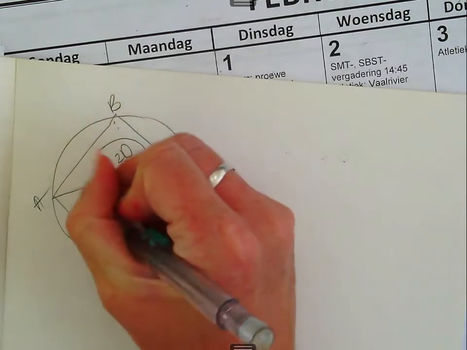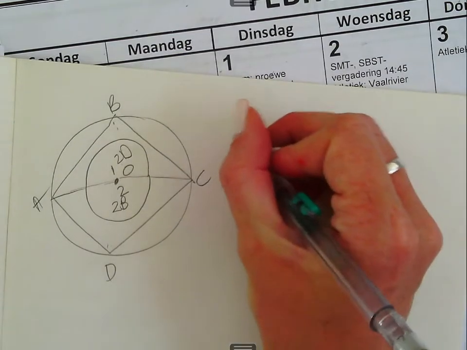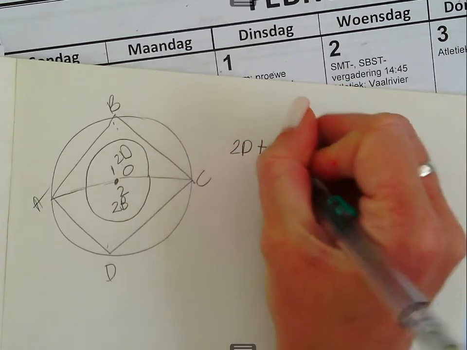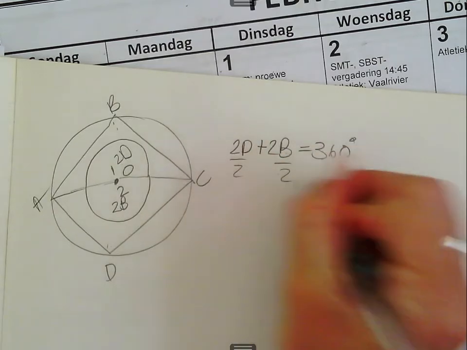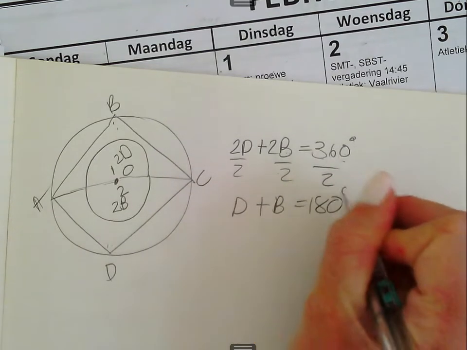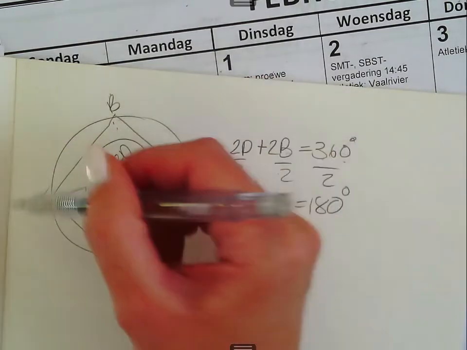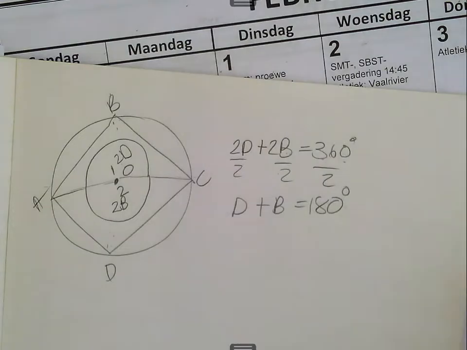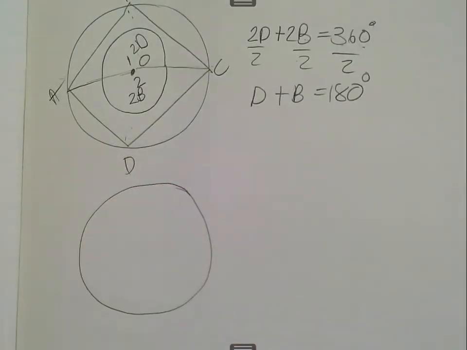Are you still following? Okay. And what do we know about those two angles together, O1 and O2? 360. So look, O1 was 2D, O2 was 2B, and together they give me 360. How do I get rid of those 2's? I divide by 2, and then I have D plus B is 180 degrees. So that will always be the case. The opposite angles of a cyclic quad are supplementary, they add up to 180. And then the last one is so easy, and it's also a theorem whose proof they don't ever ask.